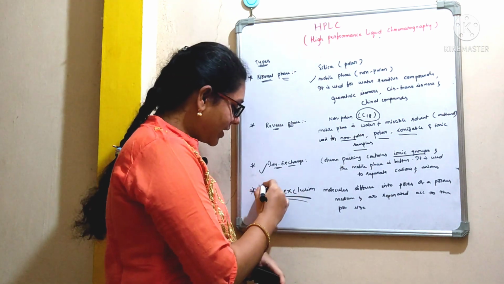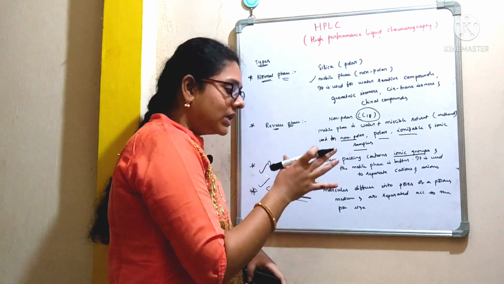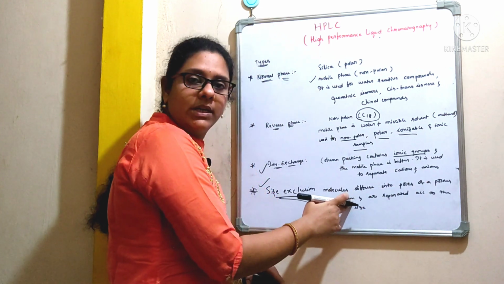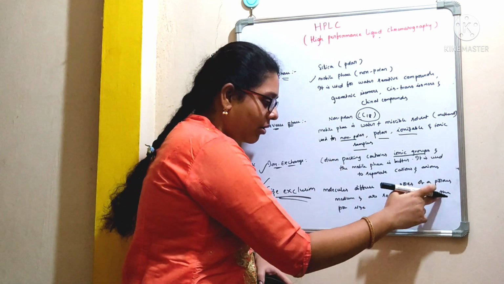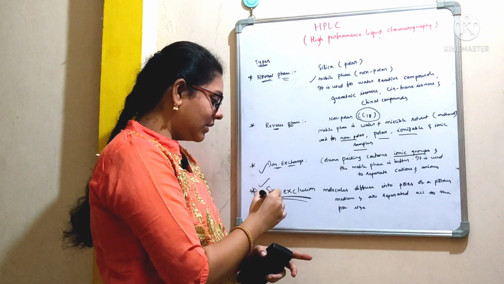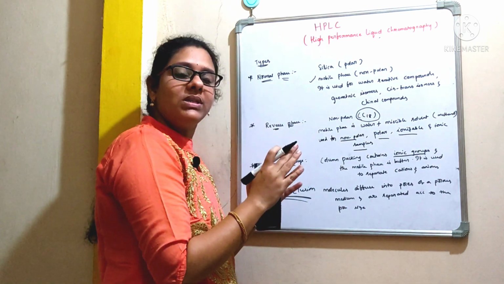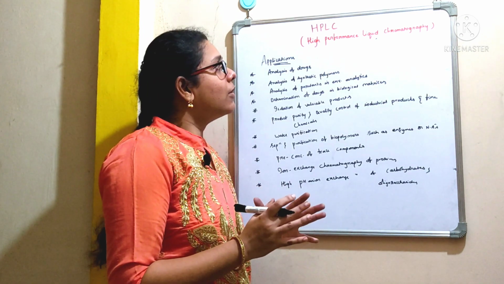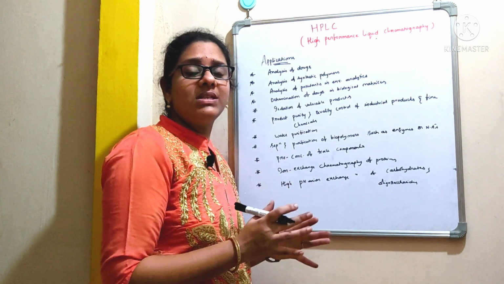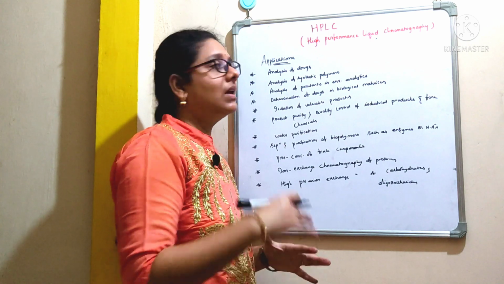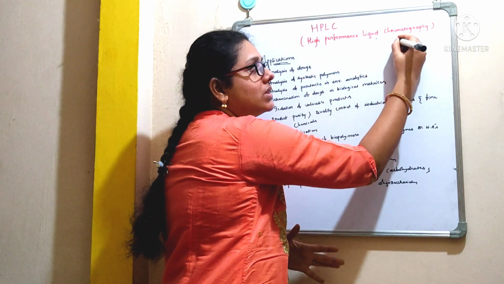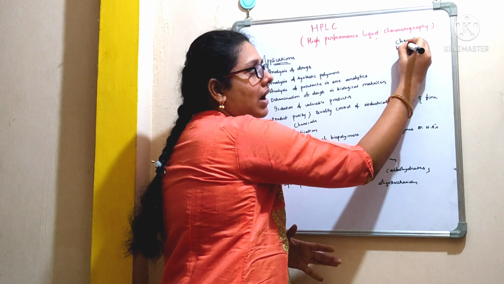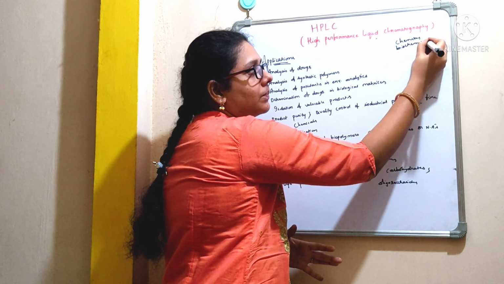Coming to the last one, that is size exclusion. Here the molecules diffuse into pores of a porous medium and are separated according to the pore size. The name itself indicates that the compounds are separated based on their size. This method of HPLC is universally used in different fields. Like this method can be used in the field of chemistry, biochemistry and also in pharmacy.